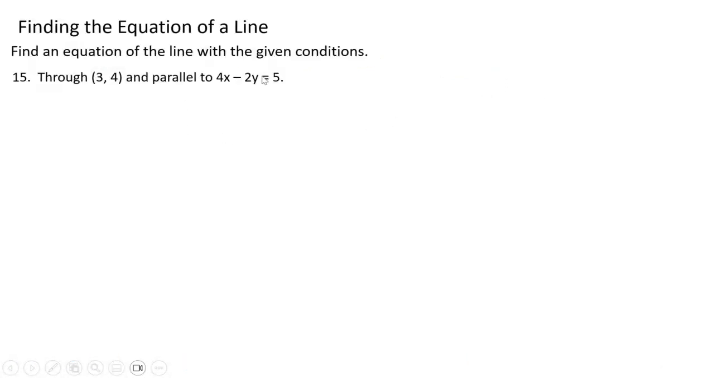Okay, now find the equation of the line given the two conditions. Let's pass it through the point (3, 4) and parallel to the equation 4x minus 2y equals 5. So here, guys, what they mean is that we have to find another line that's parallel to the given line, but the line we're looking for passes through the point (3, 4).